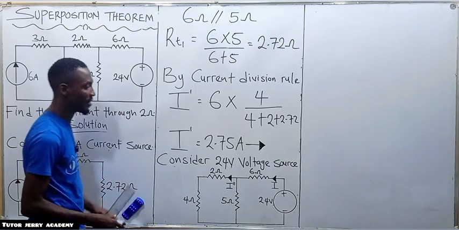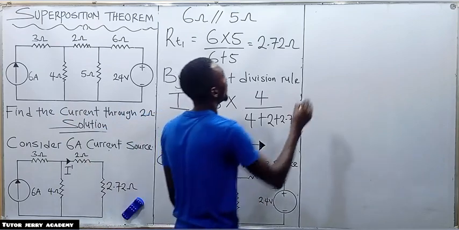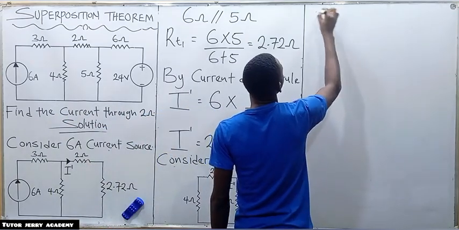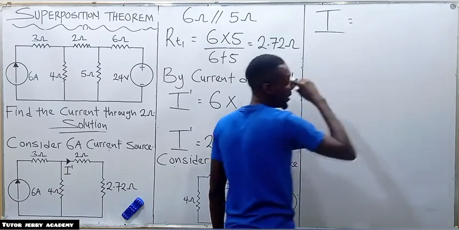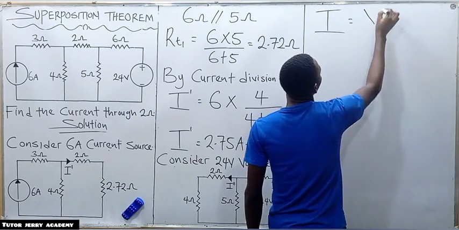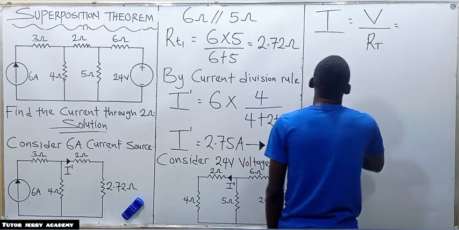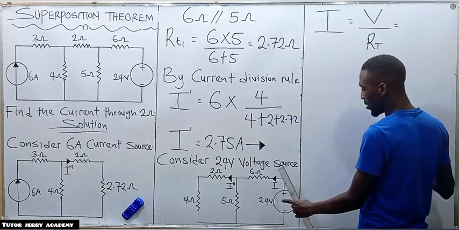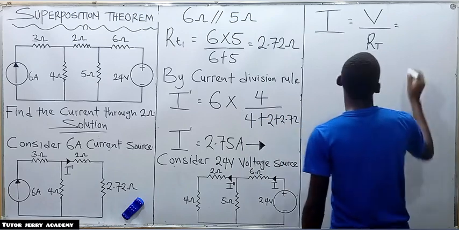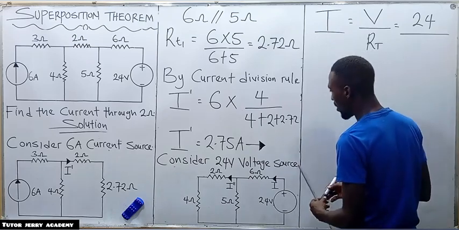So I hope you can see this clearly now. All right, so now let's find this current from the voltage. Current here is going to be V over R total. That is the total resistance. So the voltage here is 24 volts divided by now our R total.